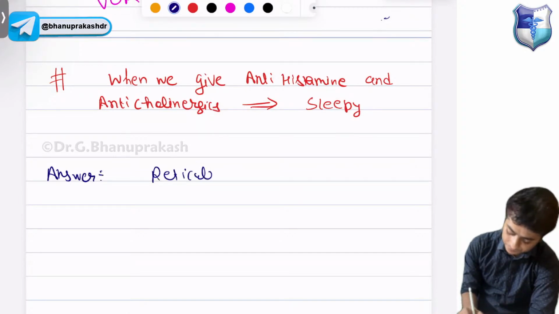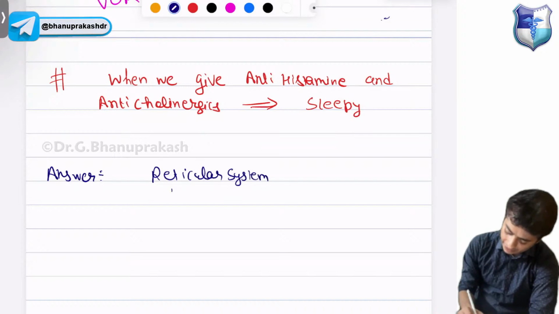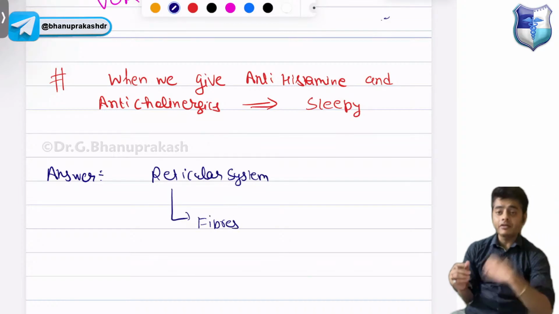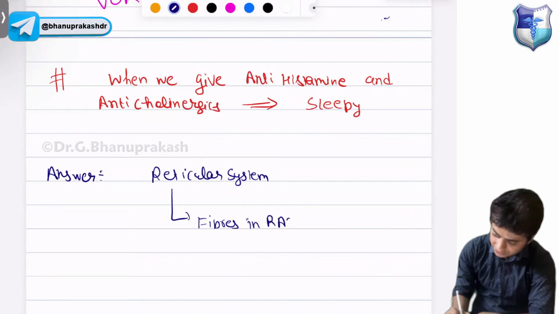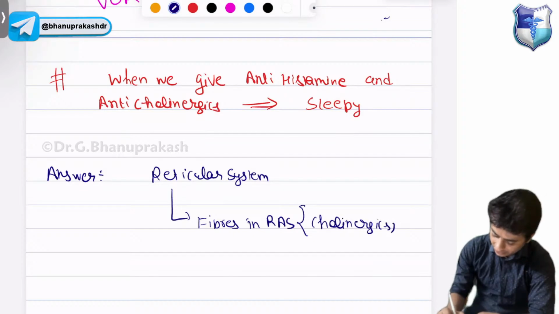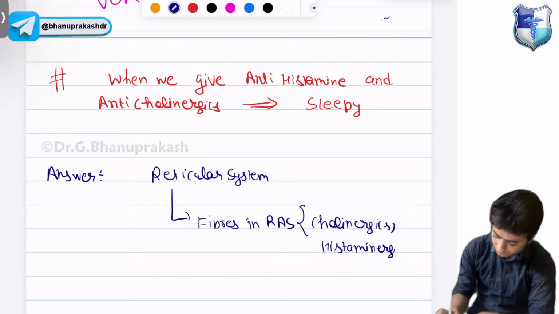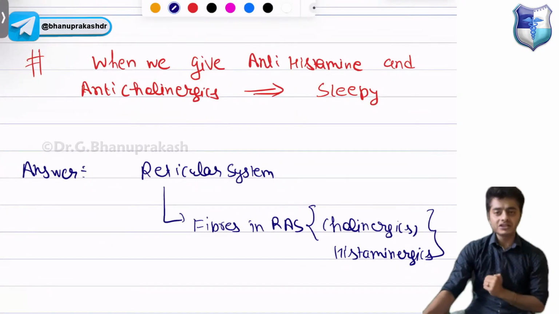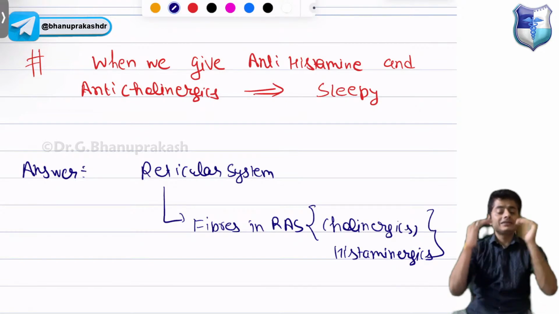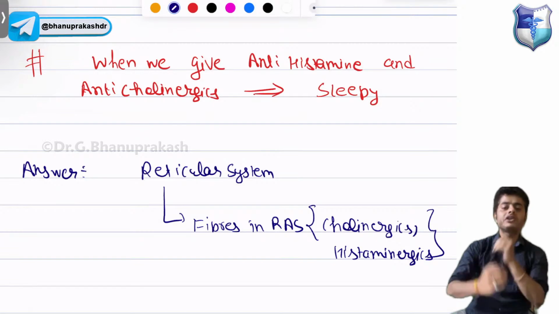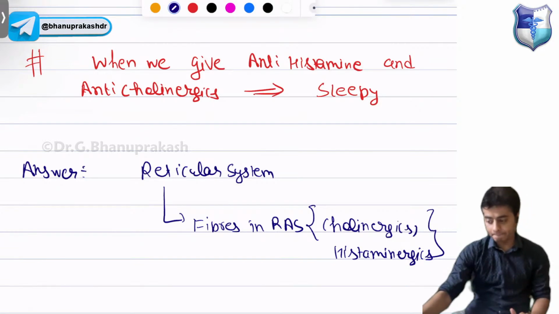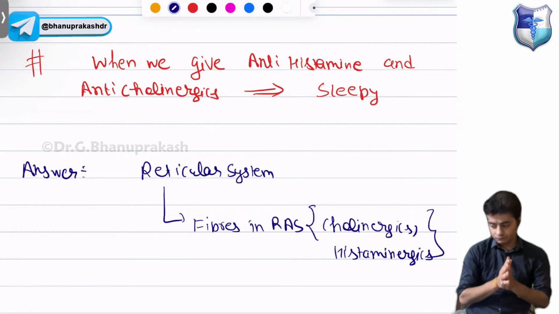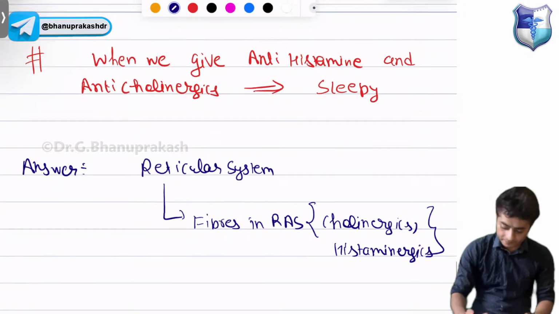your reticular system, the fibers in the reticular activating system which project to the thalamus, are cholinergic and histaminergic. So the fibers in your reticular system are cholinergic and histaminergic. That's why when you give antihistamines and anticholinergics to a patient, his reticular system activity decreases, and the patient feels sleepy. Okay, beta, let's go ahead. Has everyone understood up to here? Shall we move further now?